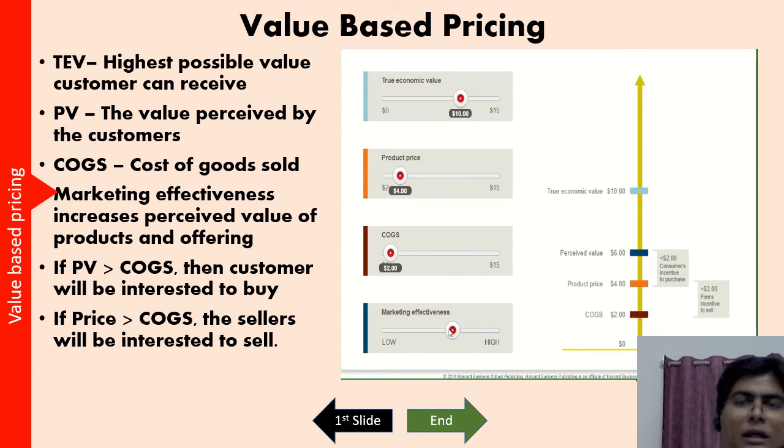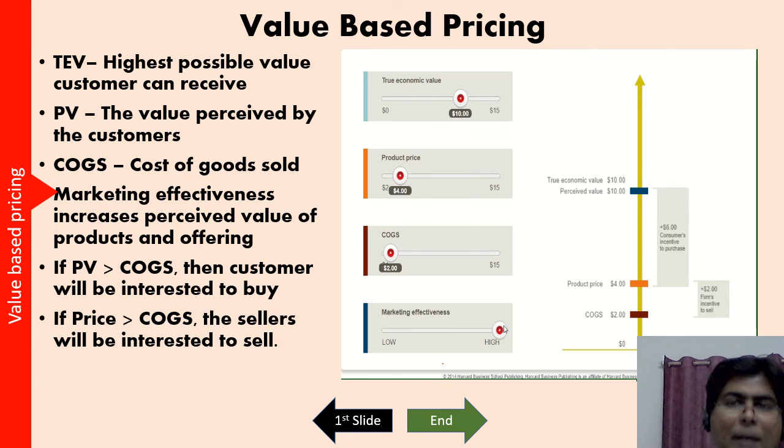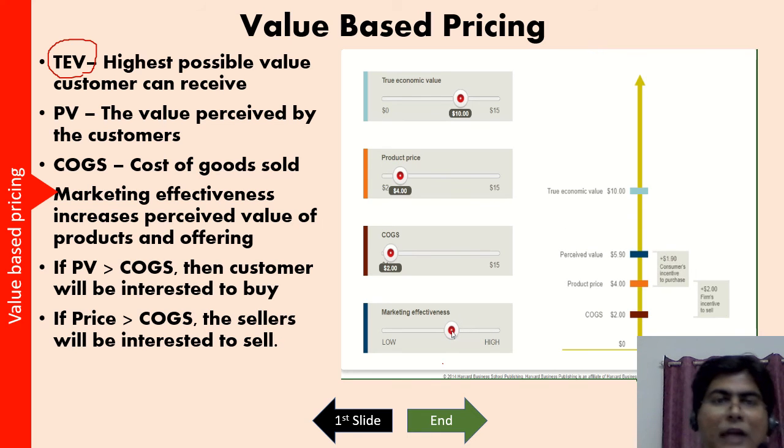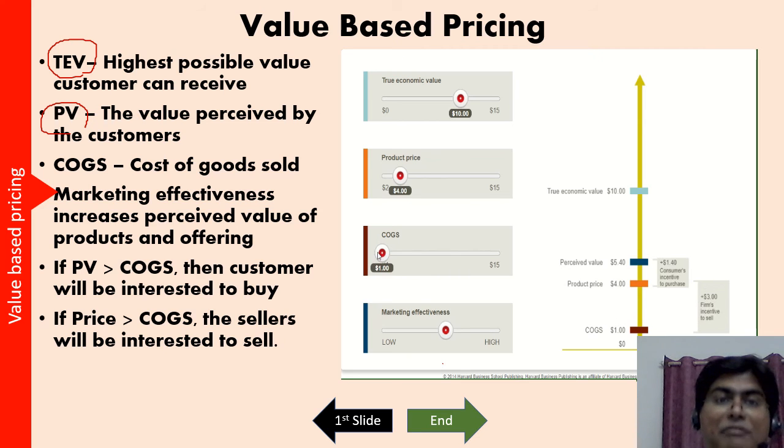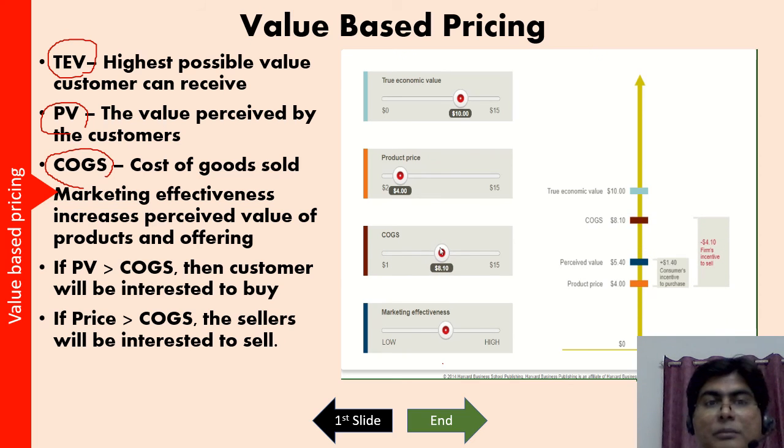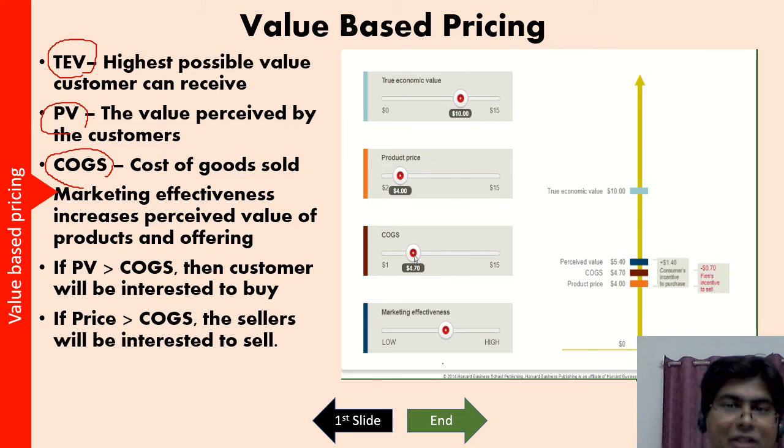Now, this is value-based pricing, and there are a couple of elements. For example, TEV means total economic value, the highest possible value a customer can receive by having these products and services. PV is perceived value, the value perceived by the customer for having these products and services. COGS is the cost of production incurred by the company. You can see that if the marketing effectiveness is increased, the perceived value definitely increases.